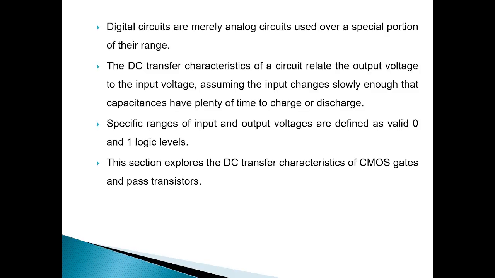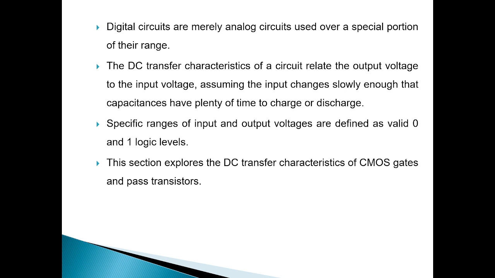So we know digital circuits are merely analog circuits used over a special portion of their range. When we use a special portion, we can use it as a digital circuit, but it is actually an analog circuit. So we are mainly going to see the DC transfer characteristics of a circuit, which relate the output voltage to the input voltage, assuming the input voltage changes slowly enough that capacitances have plenty of time to charge and discharge. So we assume the input changes very slowly, since it takes more time to charge and discharge.